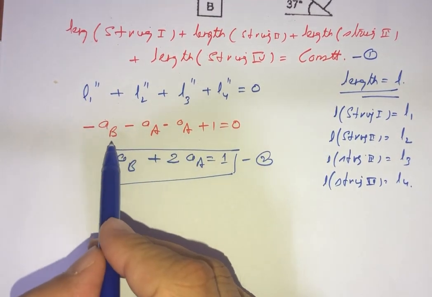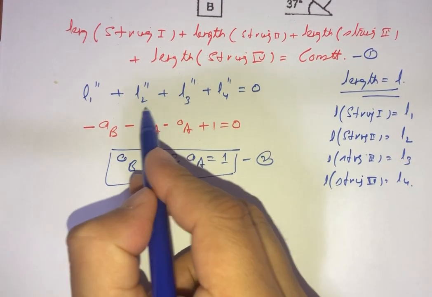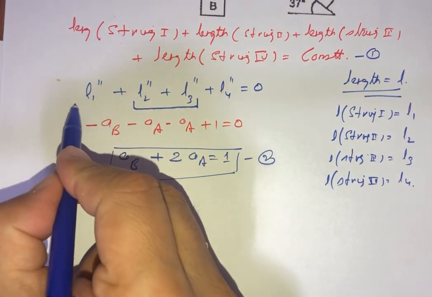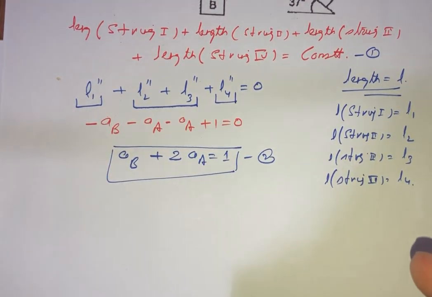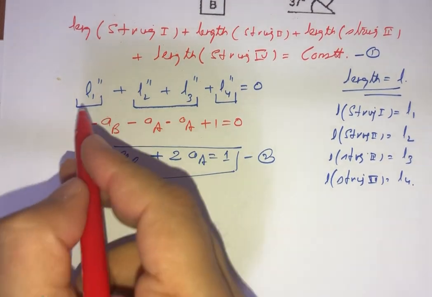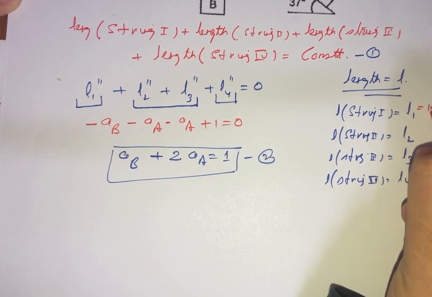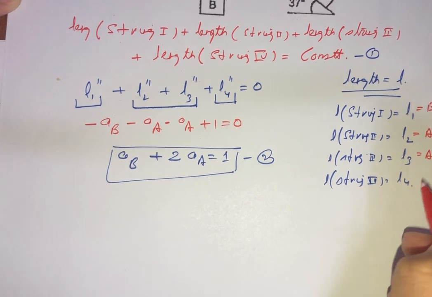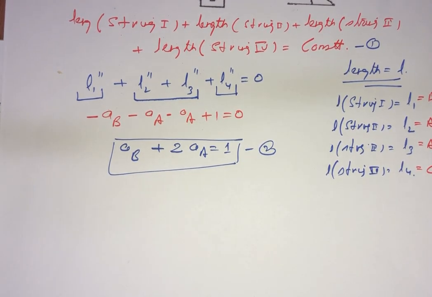So we have two accelerations that are associated with block A. These two are associated with block A, this is associated with block B, and this is associated with block C. You can say that L1 is for block B, L2 is for block A, L3 is also for block A, and L4 is for block C. So this gives us equation number 2.